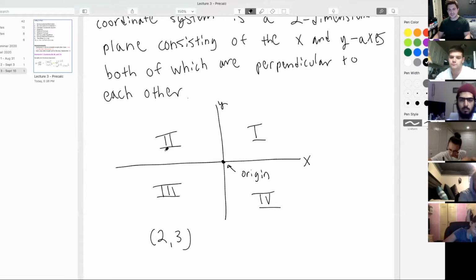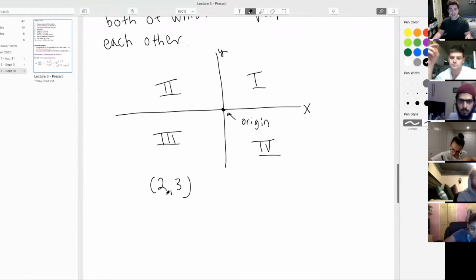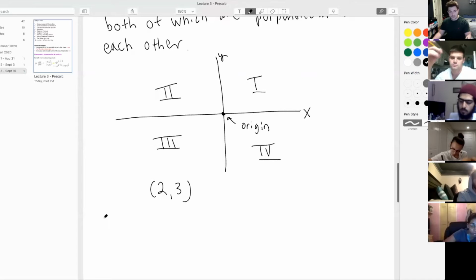So we have the first, second, third, and fourth quadrants. That will be more important when we do trigonometry later. And this is just a picture. All right, this is what it looks like, okay? So how do we actually get points here? So what does it mean to graph a point?